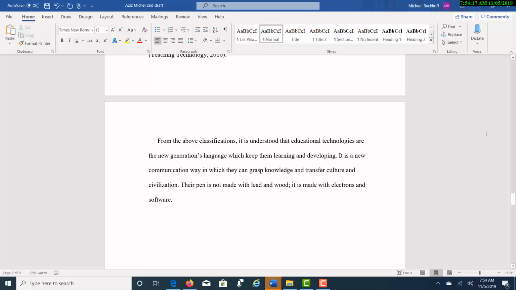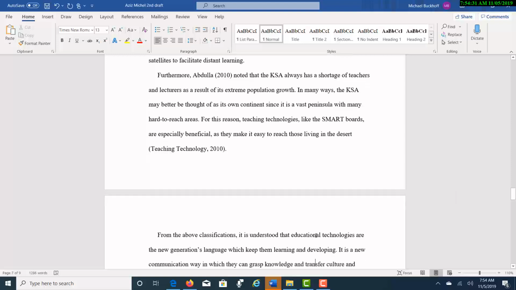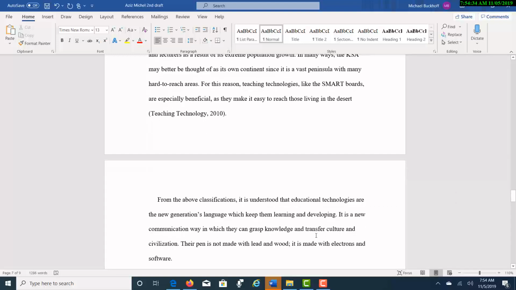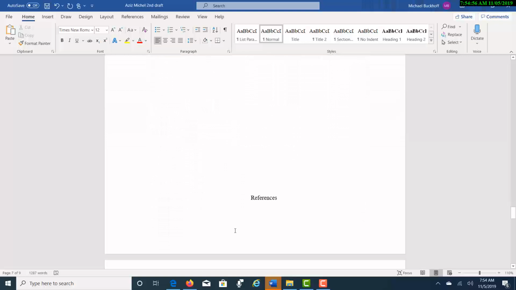Do you mean students? Let me go back to the previous paragraph. Yeah, the new generation, to keep them learning and developing, in which, I think you want to say something like, how about these learners can grasp knowledge and transfer culture and civilization. Their pen is not made with lead and wood. It is made with electrons and software. Very good use of the semicolon there, by the way.